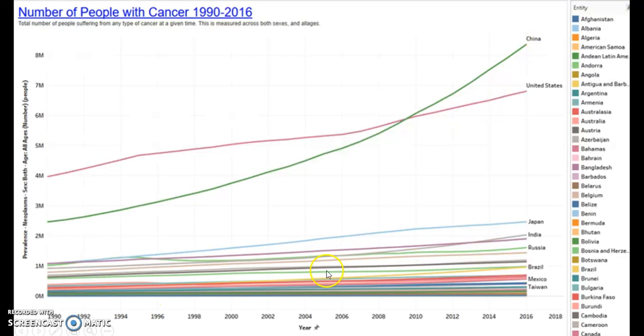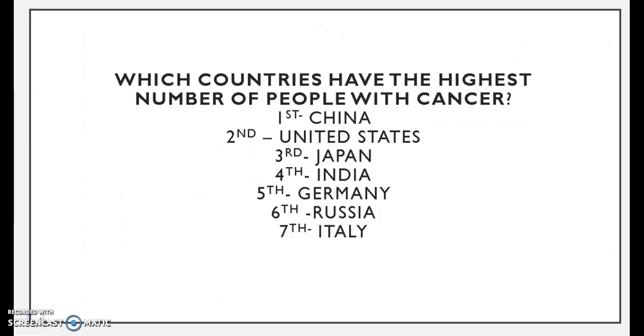And then Japan follows behind, but way behind in the rankings, and then India and Russia. So the countries with the highest number of people with cancer is first place China, then United States, then Japan, then India, then Germany, Russia, and Italy.